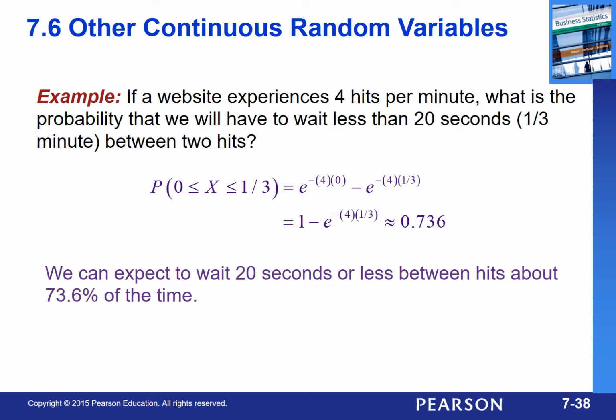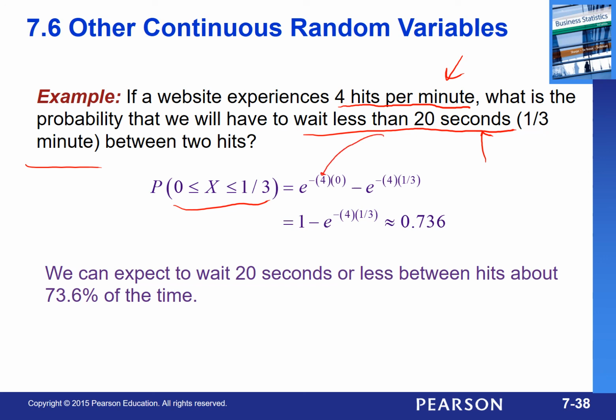If a website experiences 4 hits per minute, what's the probability we'll have to wait less than 20 seconds, aka a third of a minute, between 2 hits? Notice that this is an average. It's how many happen per minute. That's how you know this is lambda. Less than 20 seconds tells you that it's somewhere between 0 and a third. So watch your units on these, because they're always times, and sometimes they're measured very differently. Since this one is in minutes, we want to make sure we don't do this in seconds but do it in minutes instead. And then you just use your handy handheld calculator to use the formula.